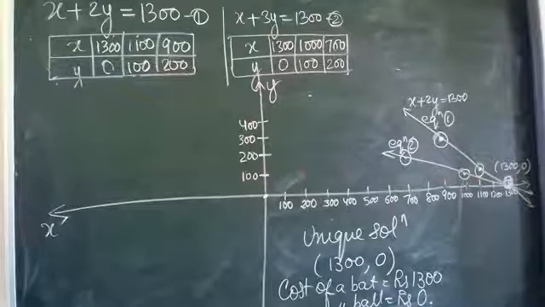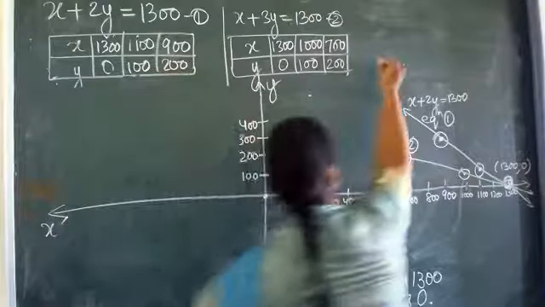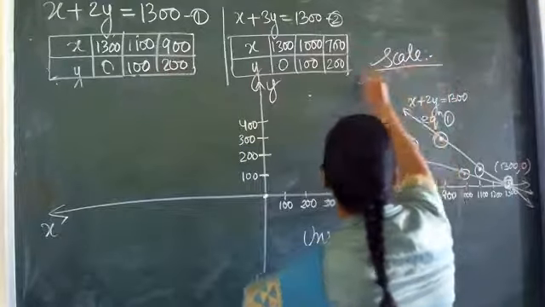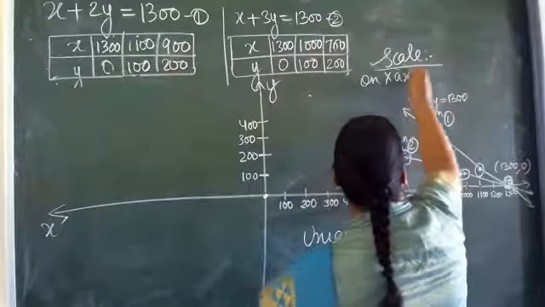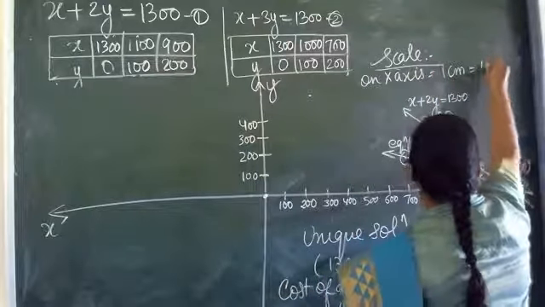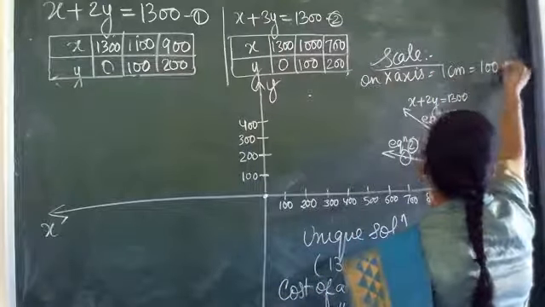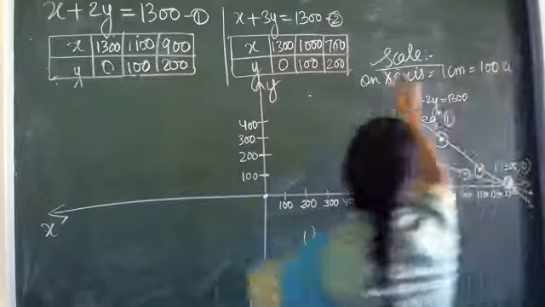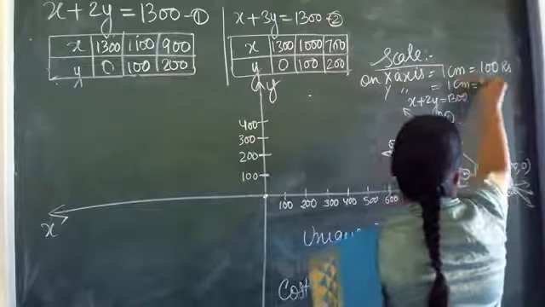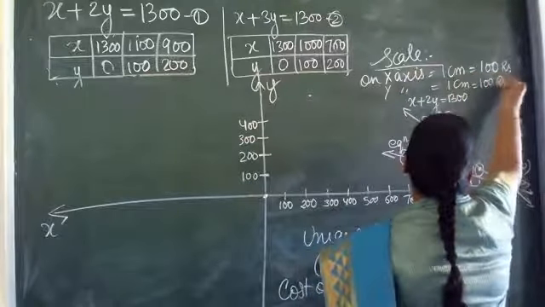First, the scale. You have to write the scale also on the graph. So on the x-axis, what are you taking? 1 centimeter is equal to 100 units, meaning 100 rupees. On the y-axis also, 1 centimeter is equal to 100 rupees.